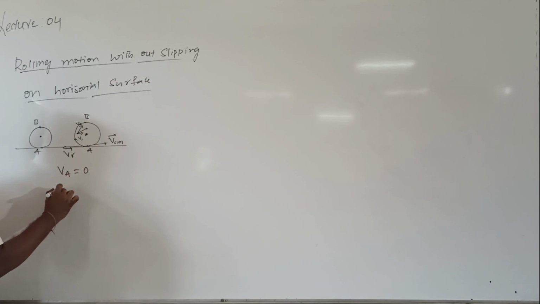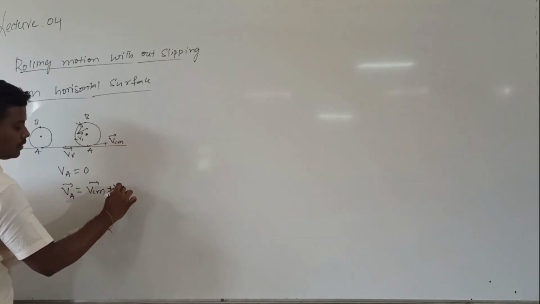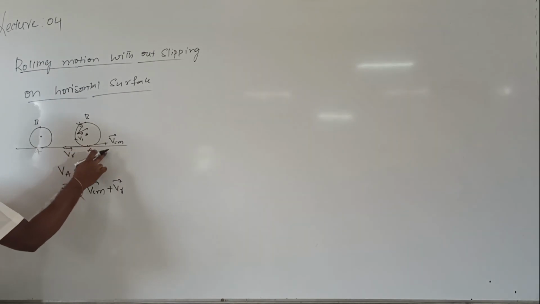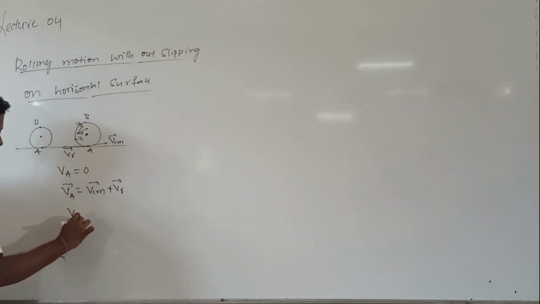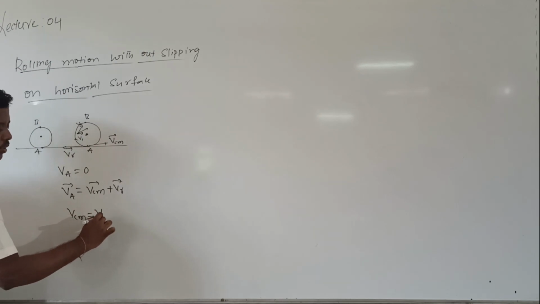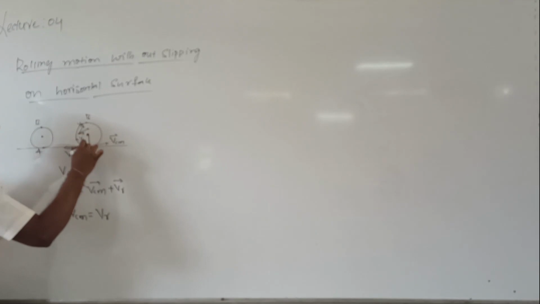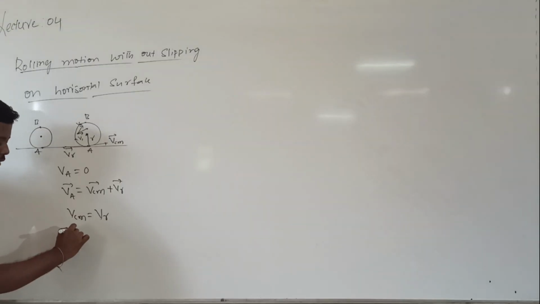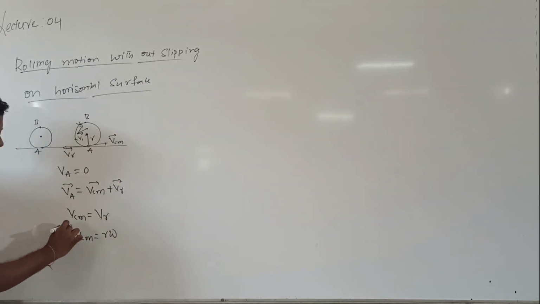For VA to be equal to 0, VA is the sum of which? VCM bar plus VR, correct? Both should be equal in magnitude and opposite in direction. Then only the VA value will be equal to 0. So what does it mean? VCM value is equal to VR. If I call the radius small r, then VR is given by r into omega.